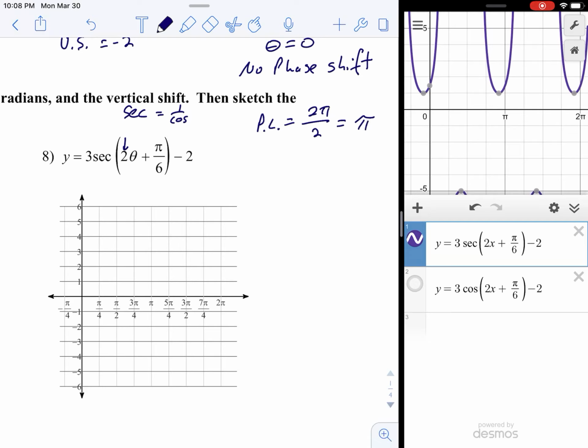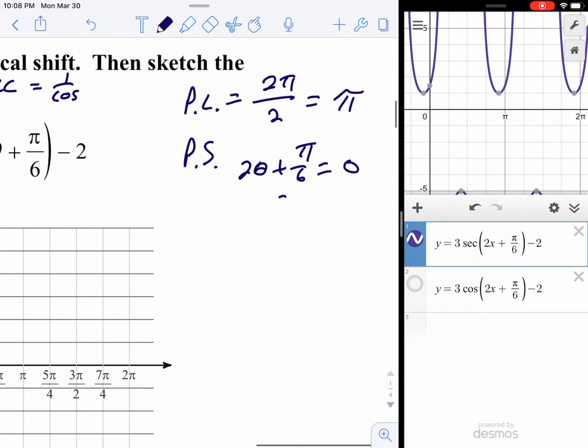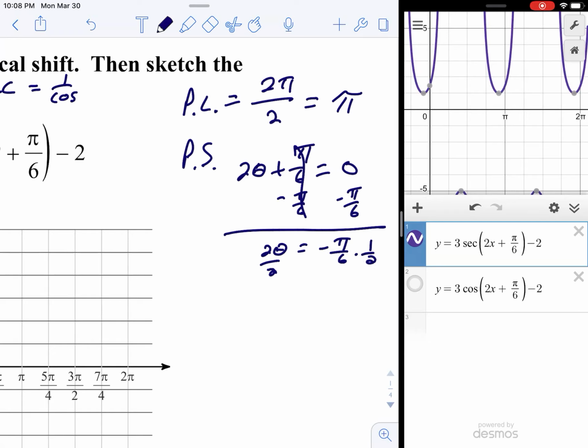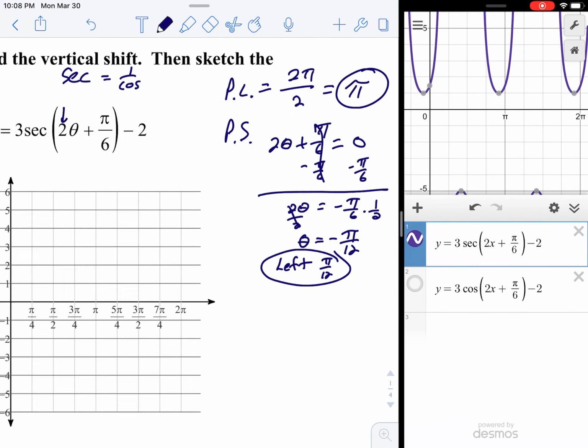Phase shift, I'm going to set everything in parentheses equal to 0 and solve it. Subtract pi over 6, subtract pi over 6. 2 theta equals -pi over 6. Divide by 2. Divide by 2 is the same as multiply by 1/2. We get -pi over 12, which means this has a phase shift of being left pi over 12 units. So period length pi, the phase shift is left pi over 12 units.